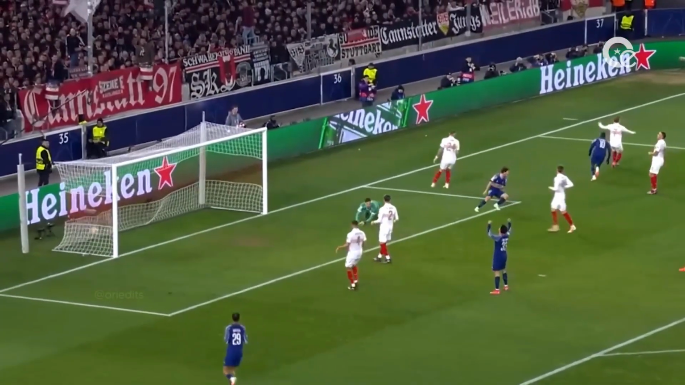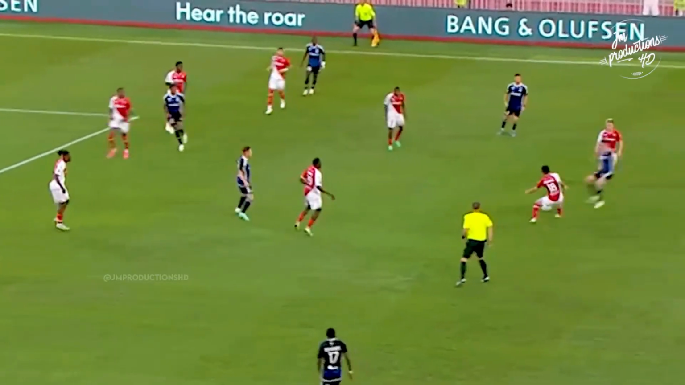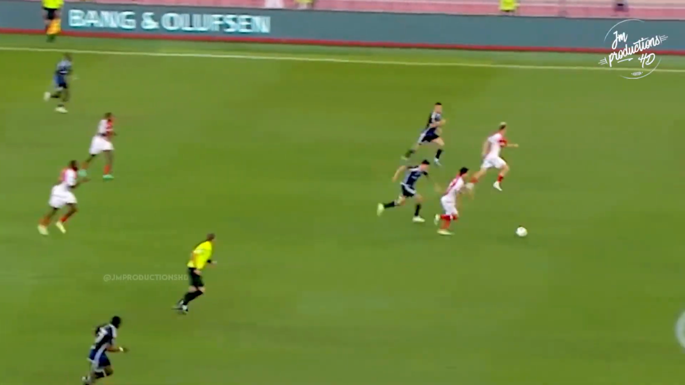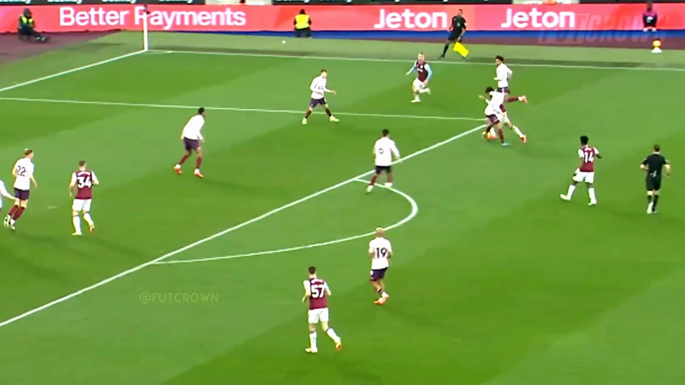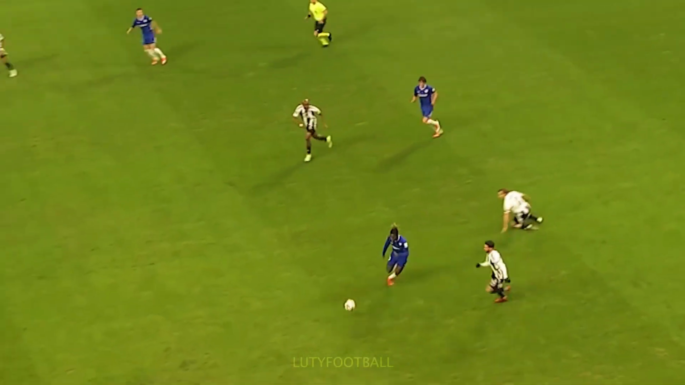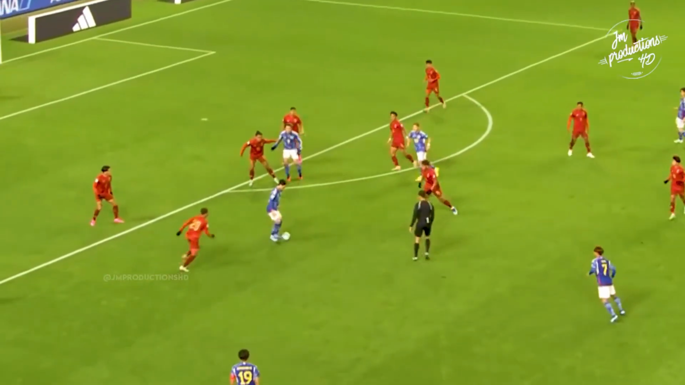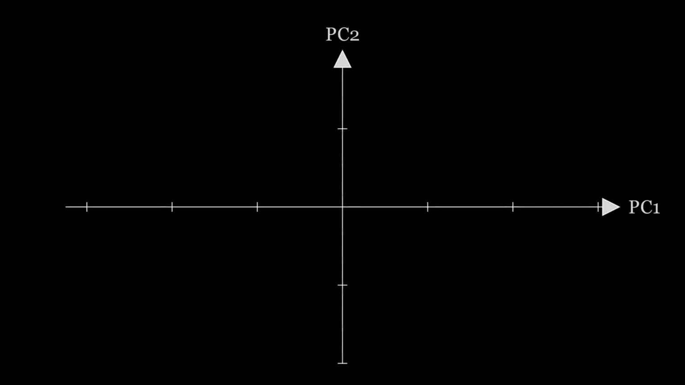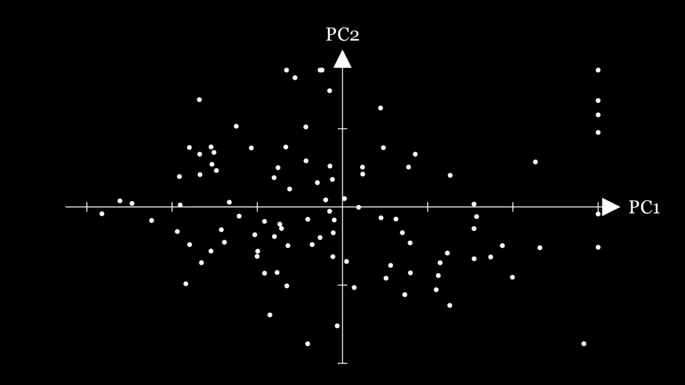In this video, we're going to use an AI technique called k-means clustering to do exactly that. Instead of relying on labels or opinions, we let the data decide which players are actually similar and which ones aren't. What you're looking at here is a scatter plot of many wingers across Europe. Each dot is a player, and the position is determined using something called Principal Component Analysis, or PCA.